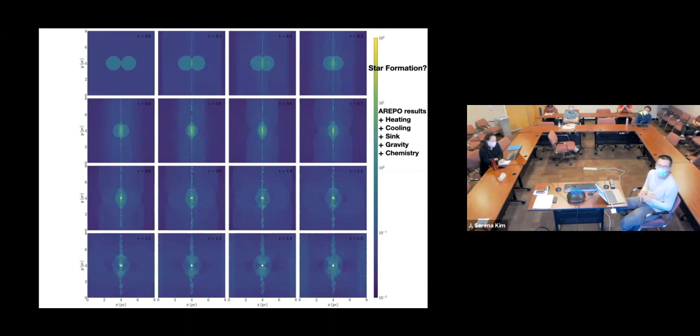So here I show again the slice plots. These are some preliminary results. And here I show the slice plot for the cloud collision. This is in the XY plane. And in the top left panel, you see the initial condition. You have two clumps again. And they collide and they form the central filament. And starting at about t equals 0.64, a sink forms in the middle of the cloud.